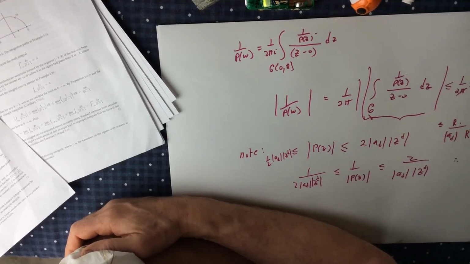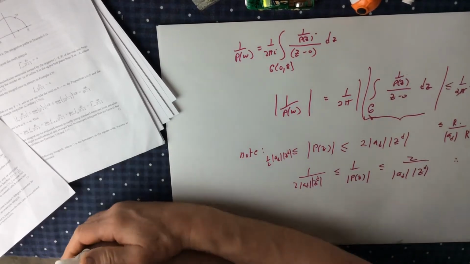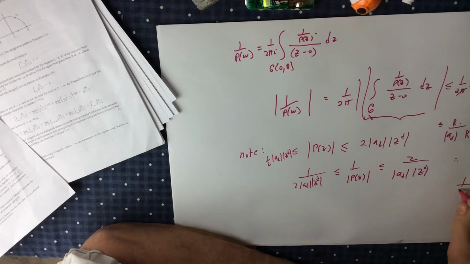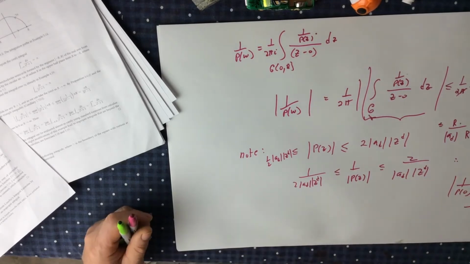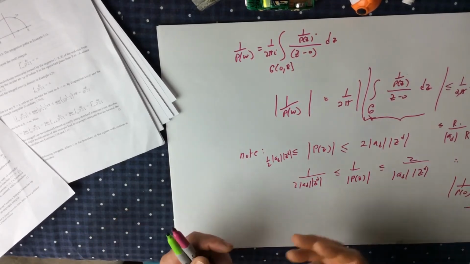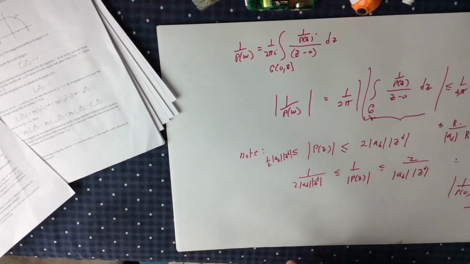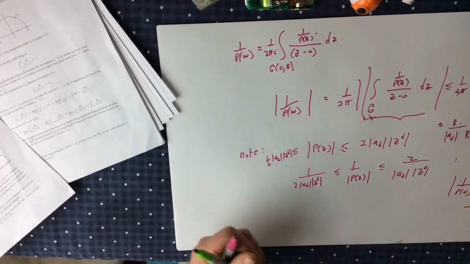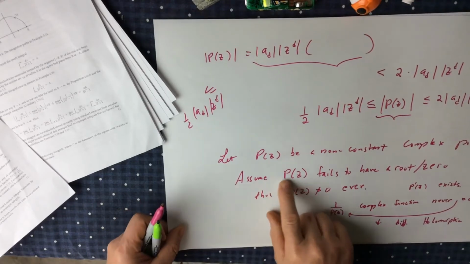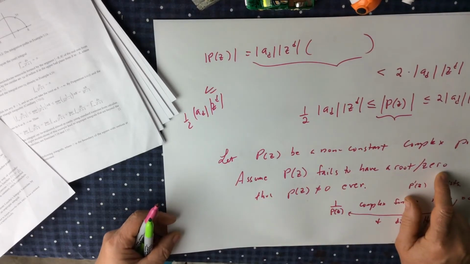Now, which point would you like to do it at? Doesn't matter. Let's do it at 0. This is impossible. So, what we've discovered is that we have a polynomial which has an impossible value. That's very strange. What was the assumption? Our assumption is that P of z fails to have a root.